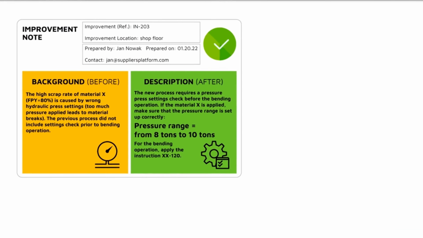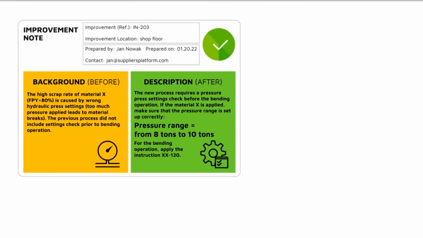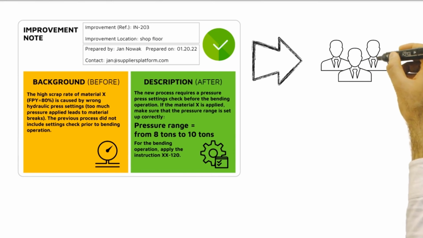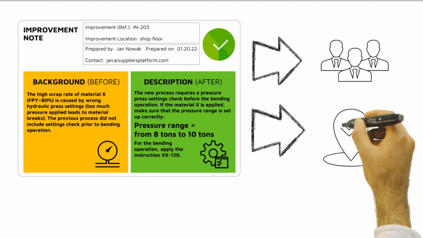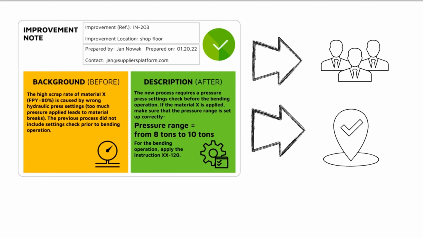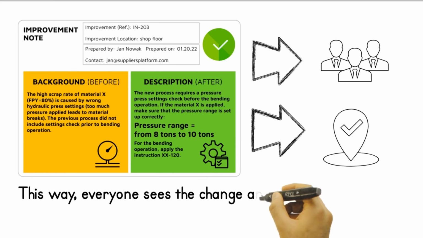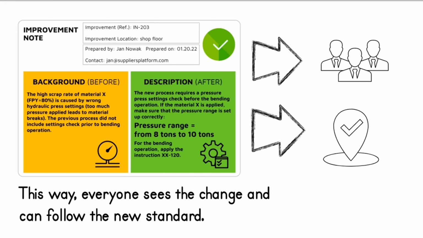Once the improvement note is completed, it must be shared. This means informing all affected employees, briefing team leaders and supervisors, and posting the note physically at the workstation where the improvement is applied. This way, everyone sees the change and can follow the new standard.